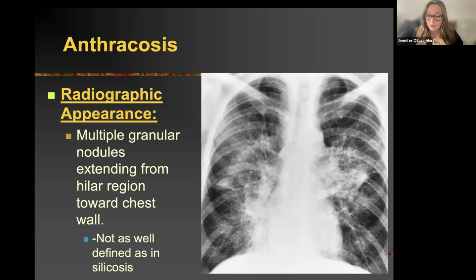So it starts in the hilar region where most of the exposure comes in, and then starts to radiate out towards the periphery of the chest. And again, not well-defined like silicosis. They have irregular borders, so not a nice, well-defined mass.